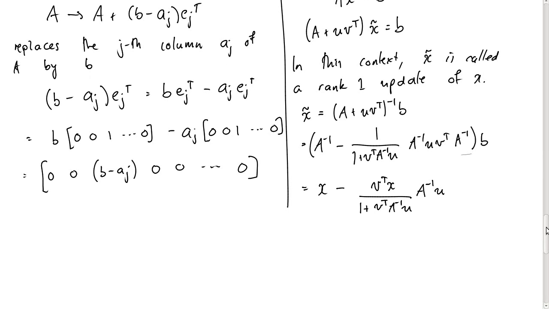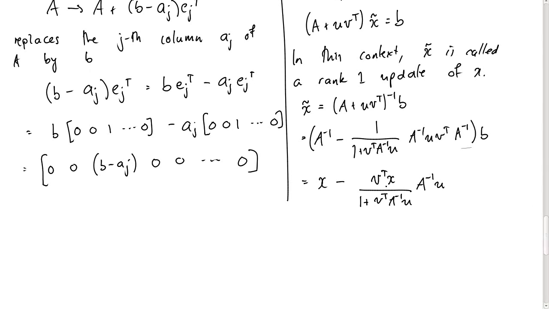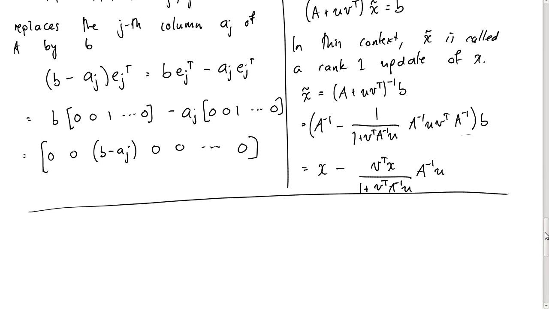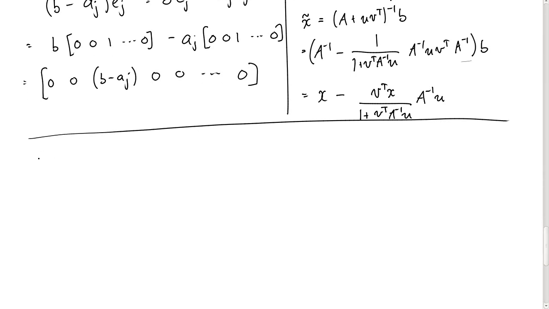Okay, so what have we got there? Well, looking at the various pieces, we can just do an inner product of v transpose times x, that's easy. A inverse u, we're going to need to compute that. So we can solve both systems by basically factoring A.